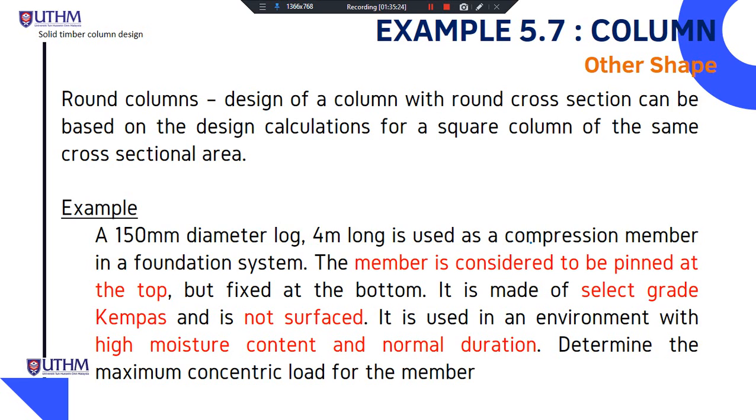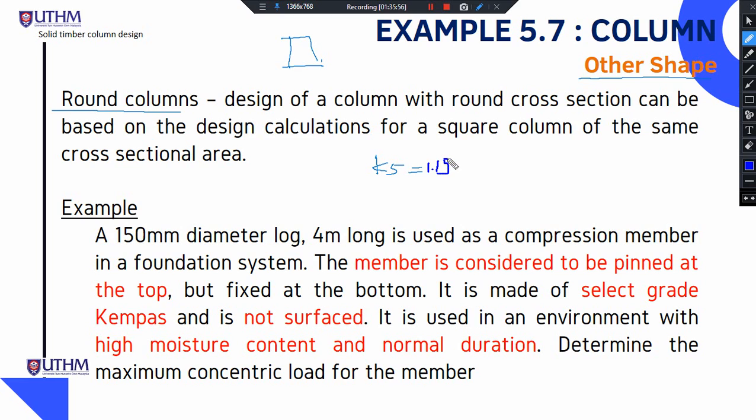Okay, so example 5.7. Example 5.7 is using a shape other than rectangular. So this is the round column. For round columns, K5 is equal to 1.15. So when do we use this K5 of 1.15?